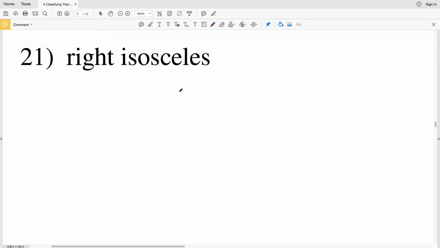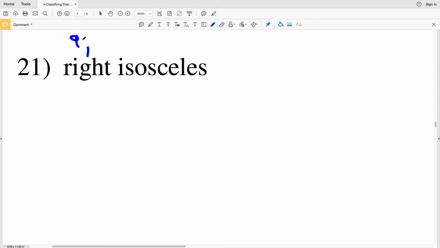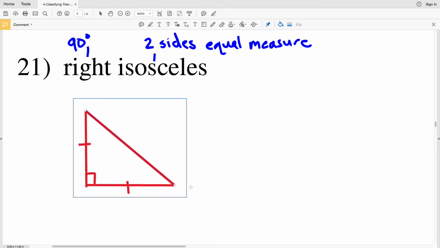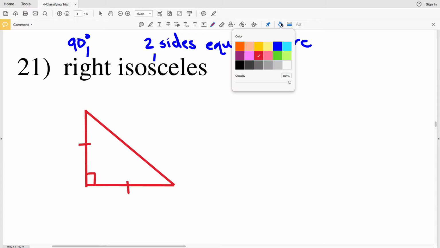In number 21, I'm going to form a right isosceles. So I need one angle to be 90 degrees, and I need two sides to have equal measure. So I'm going to form my right angle first, and the sides connecting into that right angle will be equal in measure. So here is my right angle, and this side is equal to this side. So lastly, I'll draw a line connecting the two, and you'll be able to see that this angle and this angle are both acute, and actually they are also congruent.